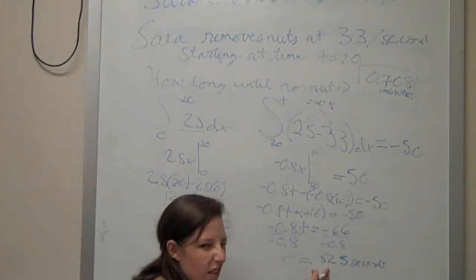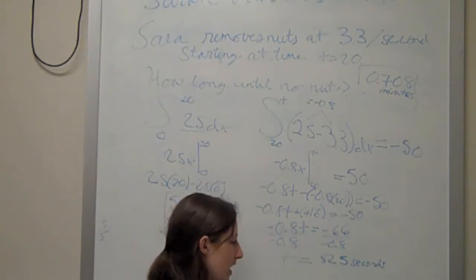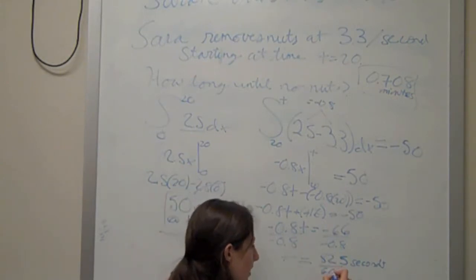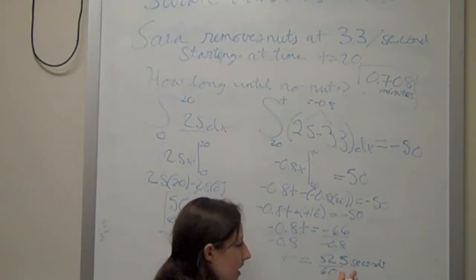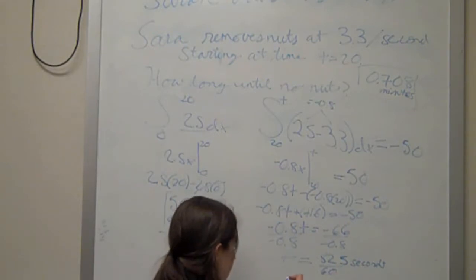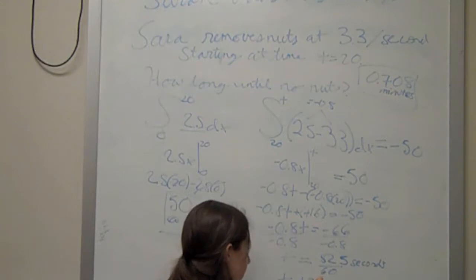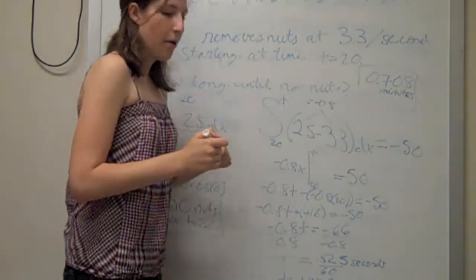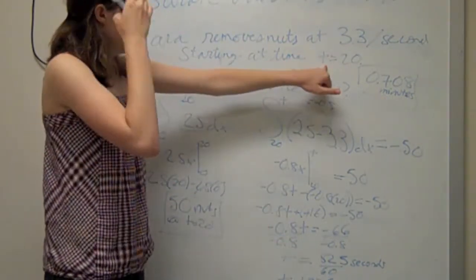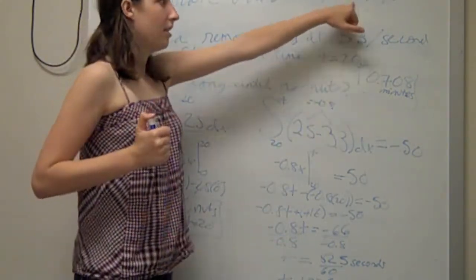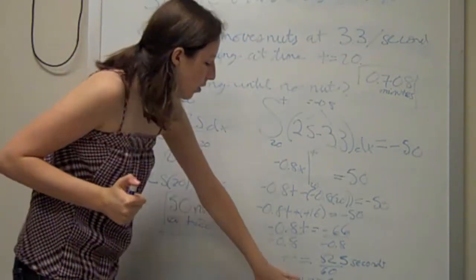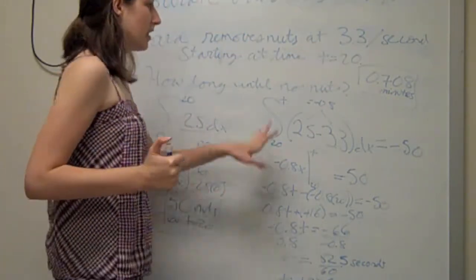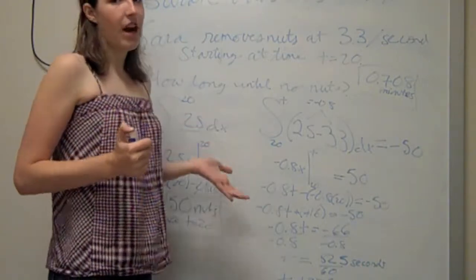Now, because this is kind of a large number of seconds, it's easier to convert into minutes. So we're going to divide this by 60 to get minutes. And that is equal to 1.375 minutes. So to recap, at time 20, Sarah started taking us off, and I'm still adding, and it takes a total of 1.375 minutes for there to be no nuts left on the toffee.